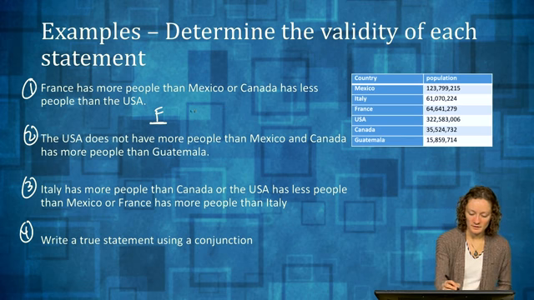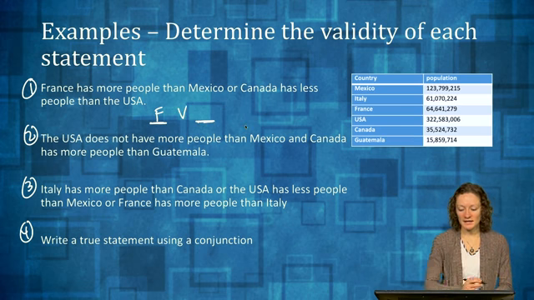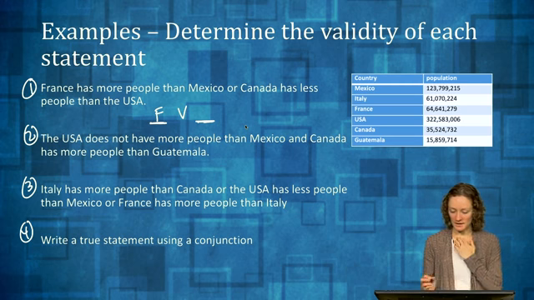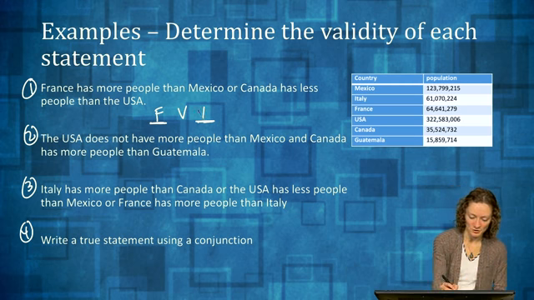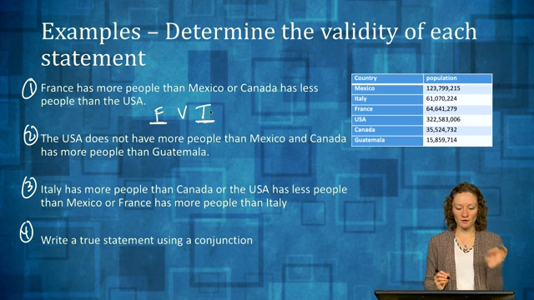Or, symbolically, is the V, you can put that in there. Second idea, Canada has less people than the USA. Canada, less people, USA, that's true. So here's the statement: false or true.